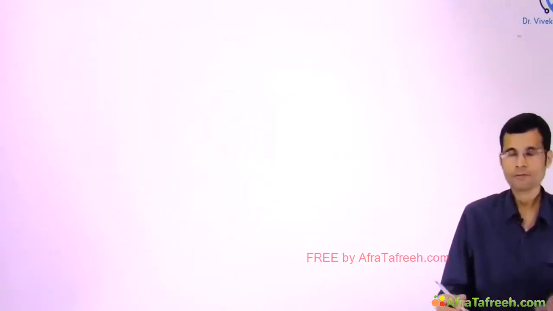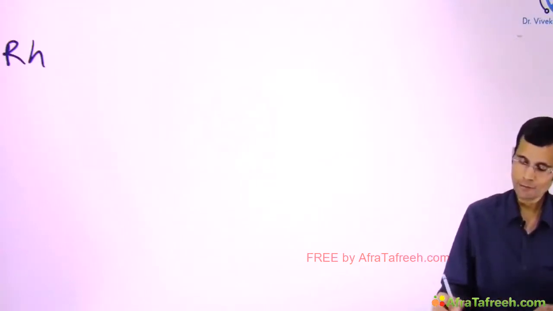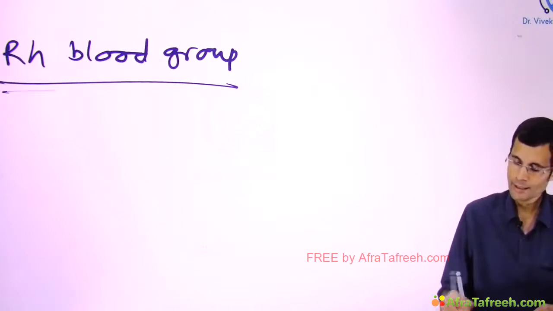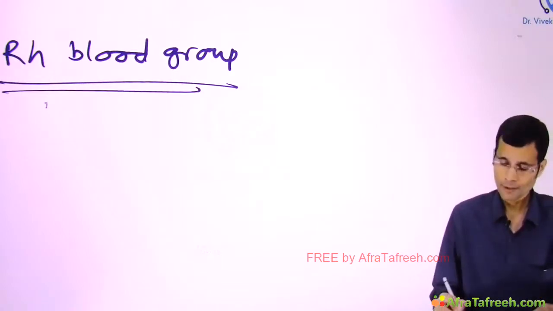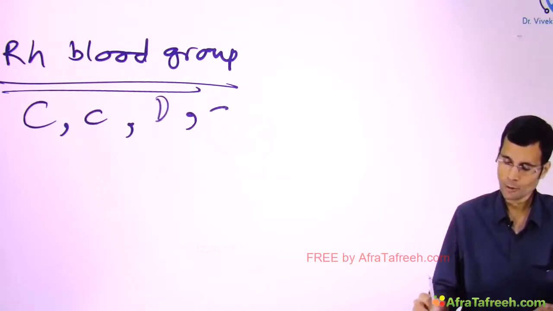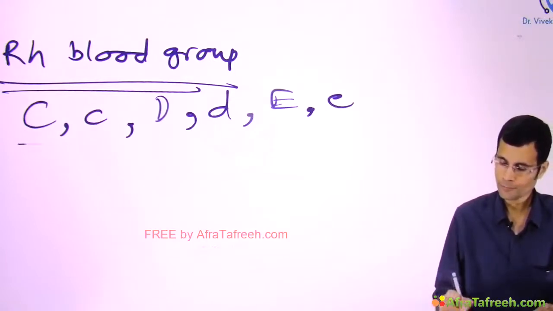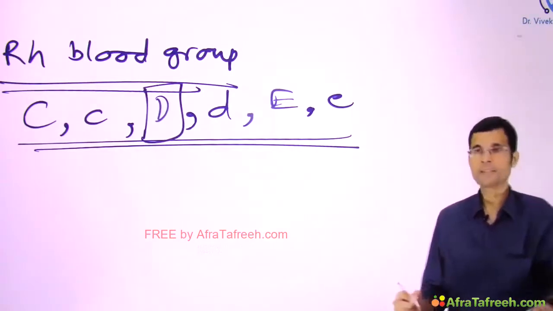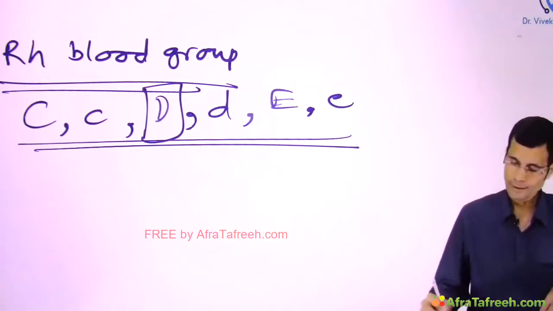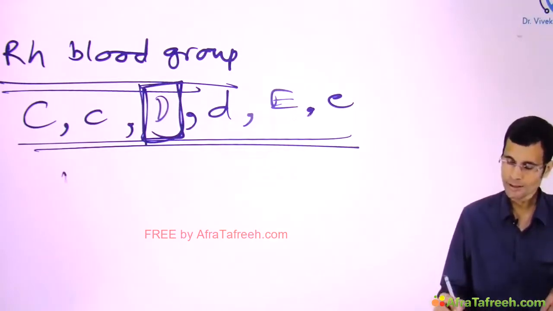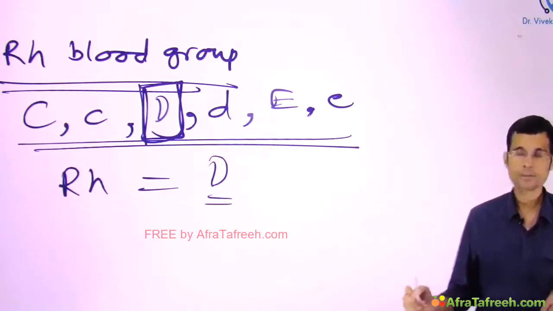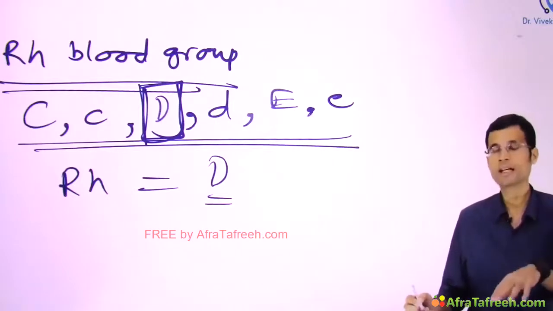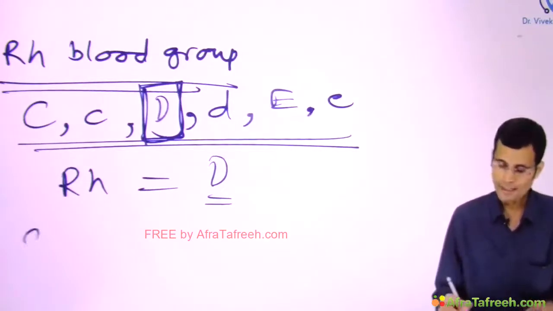Then came, almost 40 years later, the discovery of the RH blood group. RH blood group is based on the antigens, which are of 6 types: capital C, small c, capital D, small d, capital E, small e. Most of the times, 95% of the times, it's the capital D antigen. So RH is synonymous with D antigen. If it's present on the red cells, you call it RH positive. If it's not present, you call it RH negative. Now talking about anti-RH antibody.